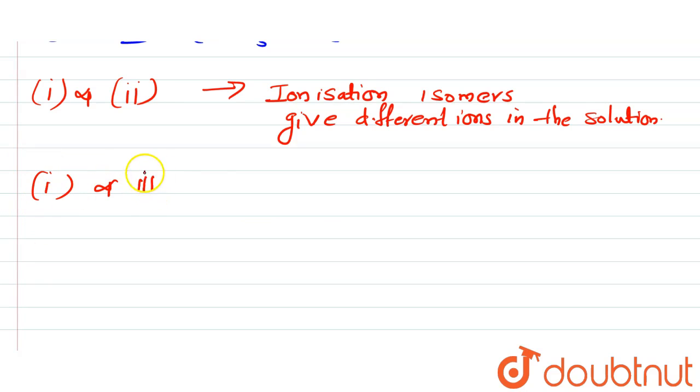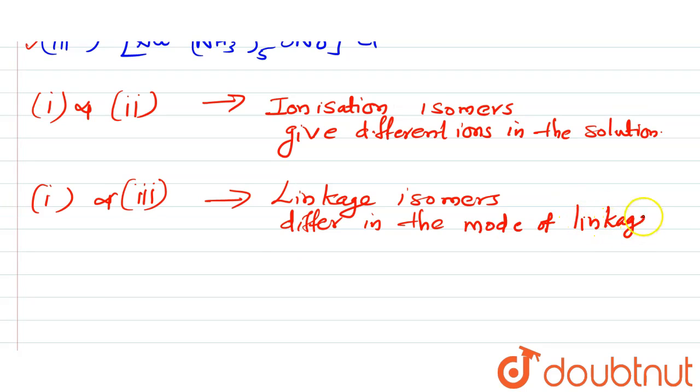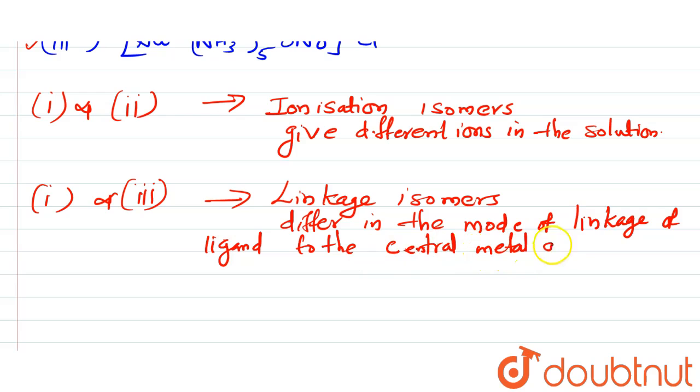First one and third one are examples for linkage isomers. Okay, so these are compounds which have same molecular formula but they differ in the mode of linkage of ligand to the central metal atom or ion. And mainly this type of isomerism arises due to the presence of an ambidentate ligand.